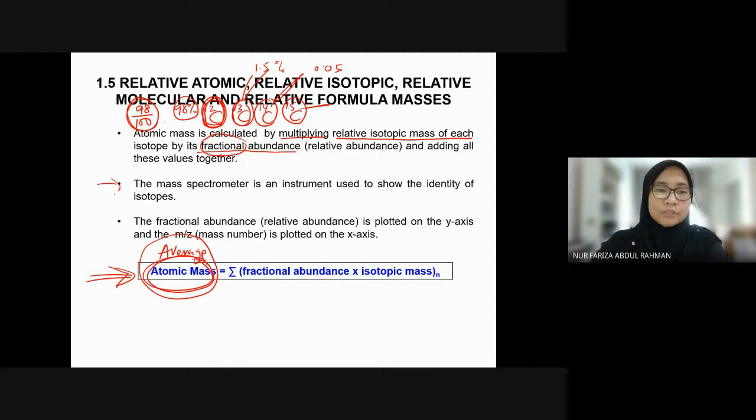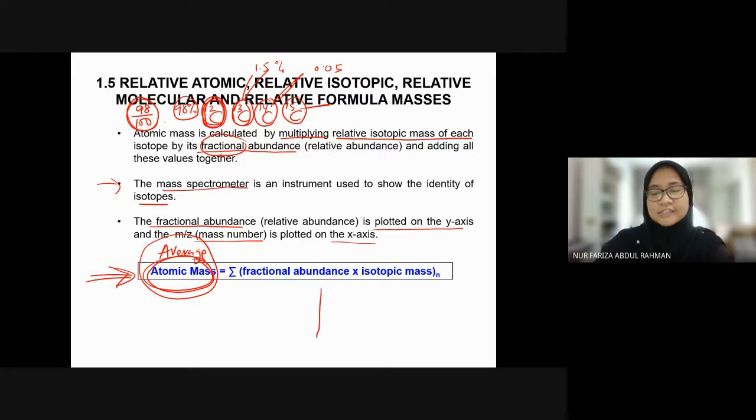Point number 2, the mass spectrometer is an instrument used to show the identity of isotopes. So we have an instrument known as the mass spectrometer, used to identify the isotopes. The fractional abundance is plotted on the y-axis, and the m/z, or the mass number, is plotted on the x-axis. So the results will be given in the form of a graph.